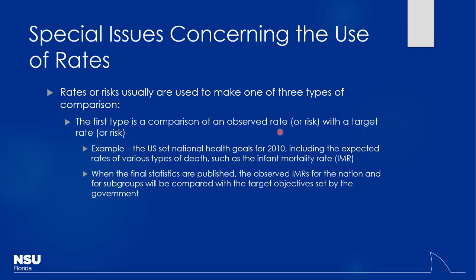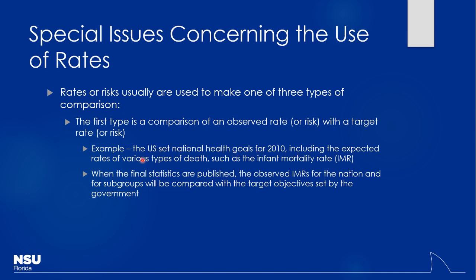set national health goals in 2010, and it included expected rates for various types of deaths such as infant mortality rate. We'll talk more about infant mortality rate later, because again, this is a very uplifting sort of class. But why do we care about infant mortality rates? It basically tells you the overall health of a country. If your infants are surviving longer, you're probably providing better care for them, for the moms, and for society as a whole. So that's a surrogate count, but that's one thing we'll be using there.